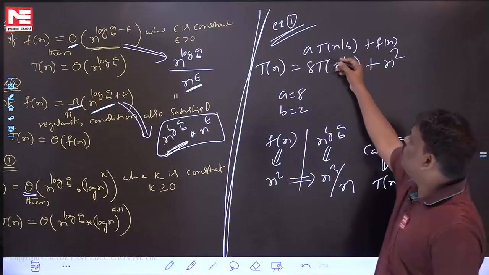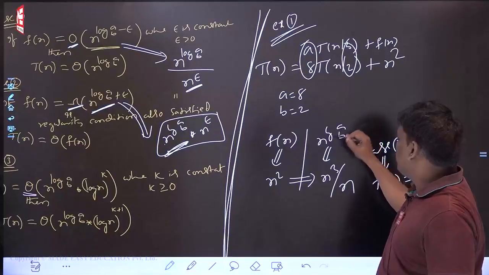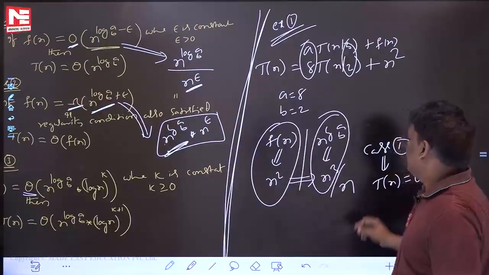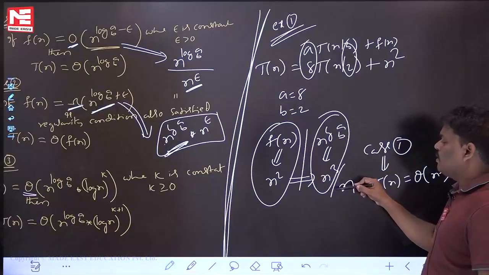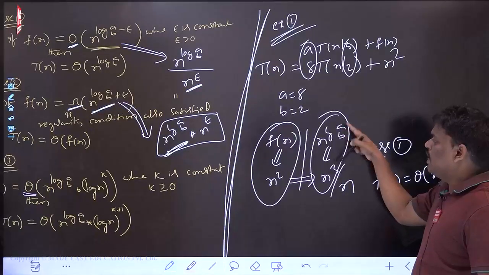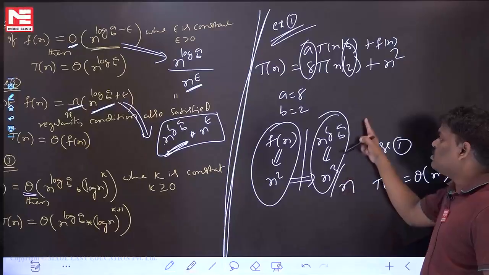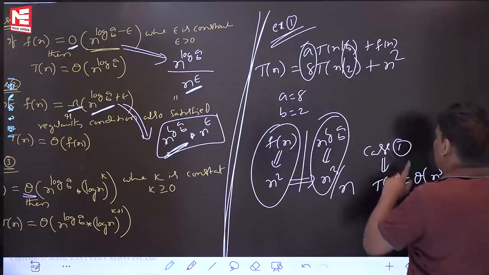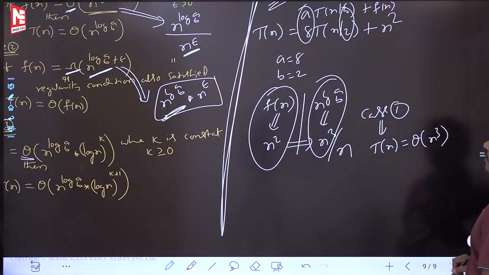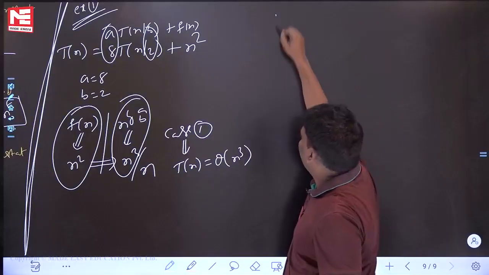Just find out the a value, b value, and using that find out n power log a base b. F of n is n square, so n power log a base b is bigger. If I divide by n, then I will get f of n, meaning it is bigger by n times. N is a polynomial, so it is polynomial time bigger. Case 1 of the master theorem. The answer is n power log a base b. That is example 1.